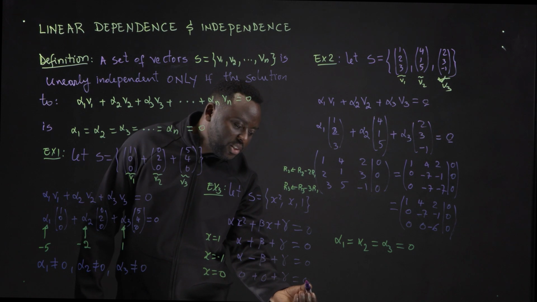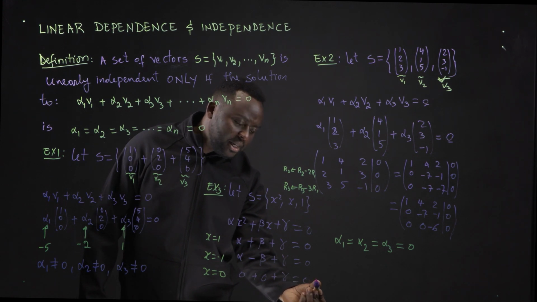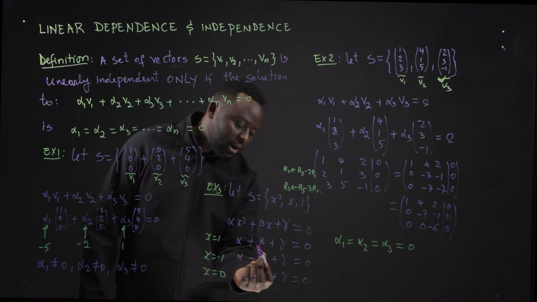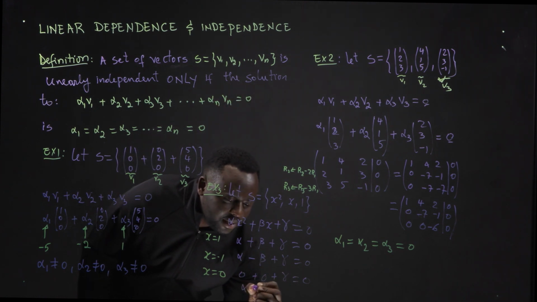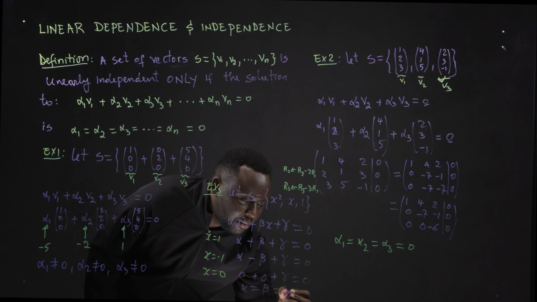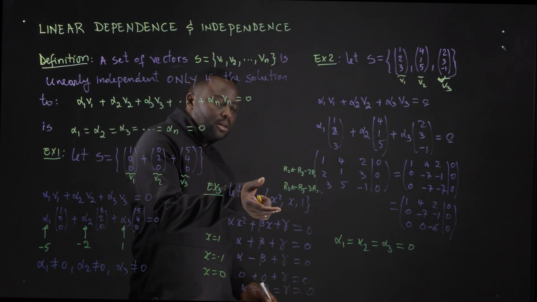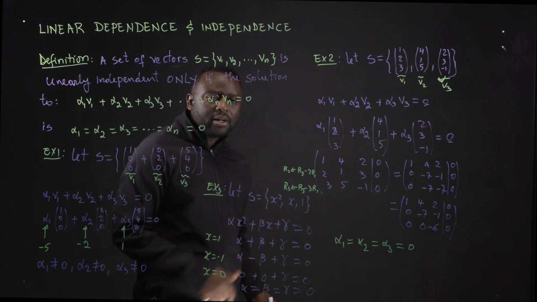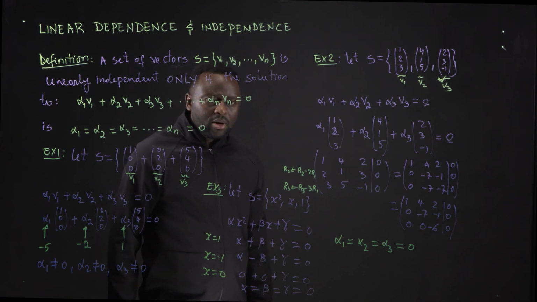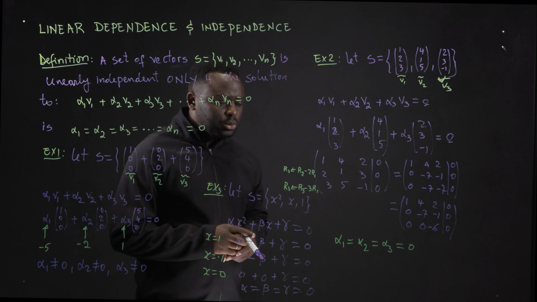From the third equation here, we solve for gamma. Gamma is 0. We substitute here 0, and we solve for alpha and beta. We find that alpha is equal to beta is equal to gamma is equal to 0. And therefore, we conclude that this set is linearly independent. Okay? So as your own example, I want you to do this.